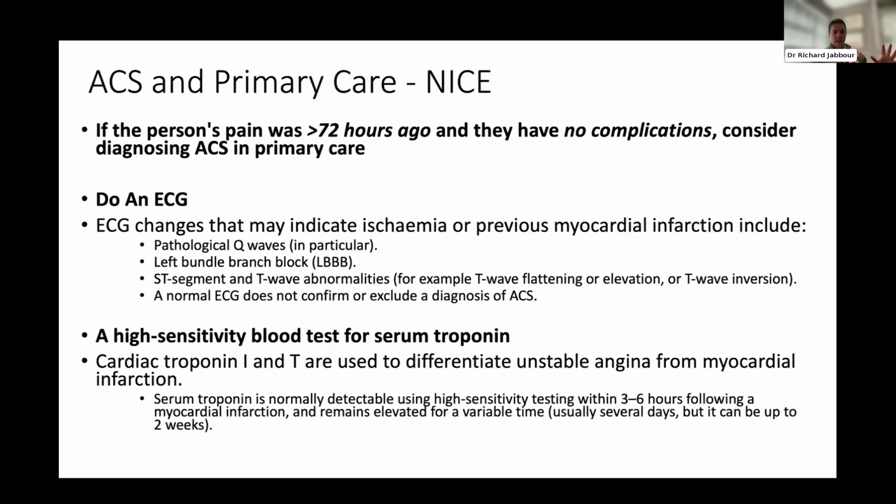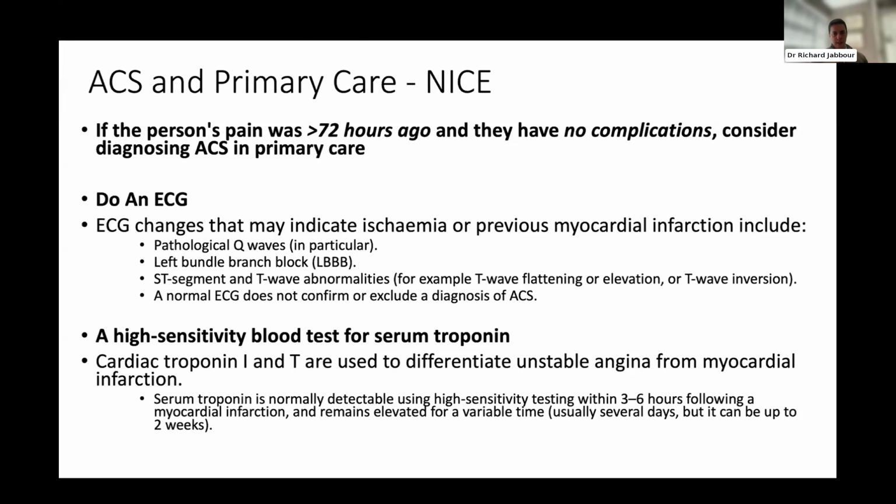Now, the NICE guidelines also stratify chest pain by the timing of the pain. So if the patient's pain was greater than 72 hours ago and they have no complications, such as pulmonary edema, you can consider diagnosing an ACS in primary care. The reason I think they use the cutoff of 72 hours is because the prognostic benefit of early intervention with stenting is diminished the longer time goes on. So after 72 hours, if they've been pain-free for a long time, we often manage these patients medically.